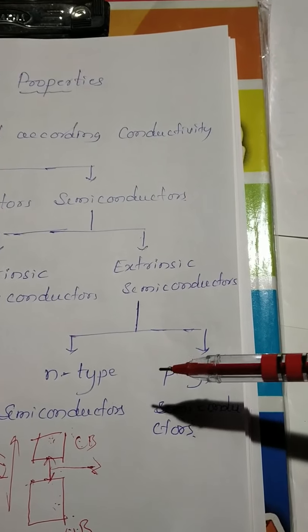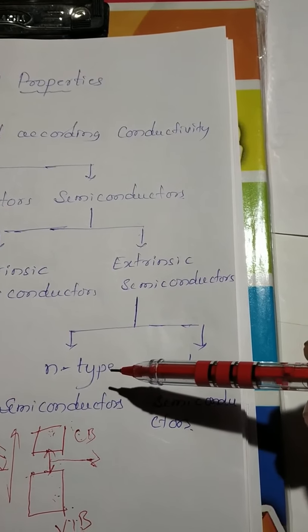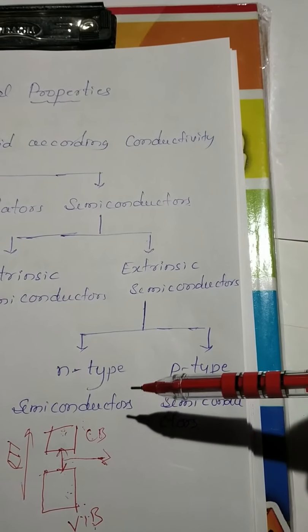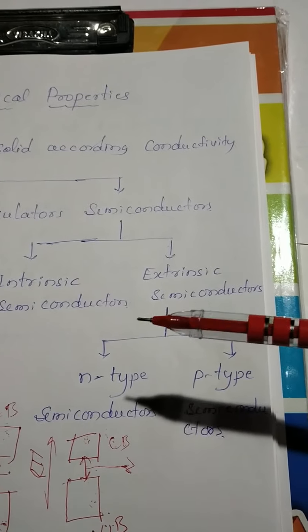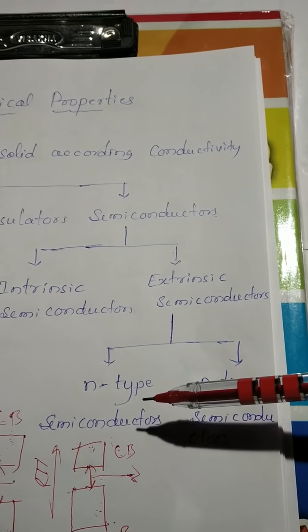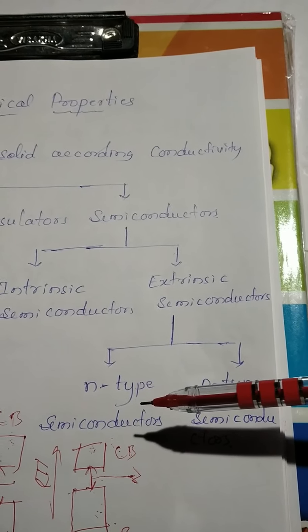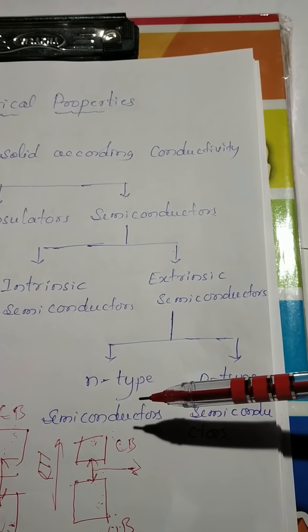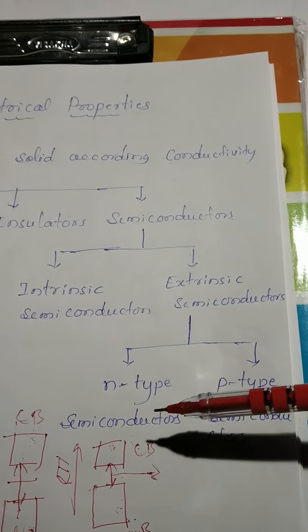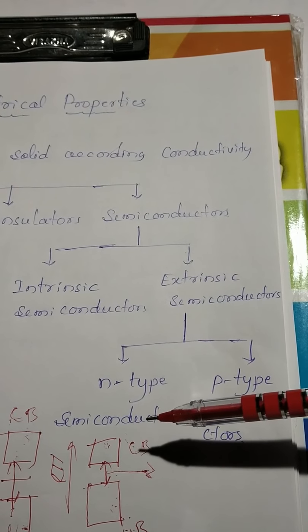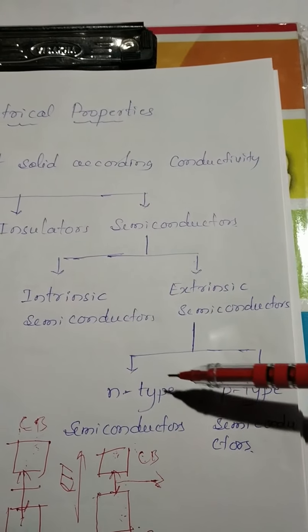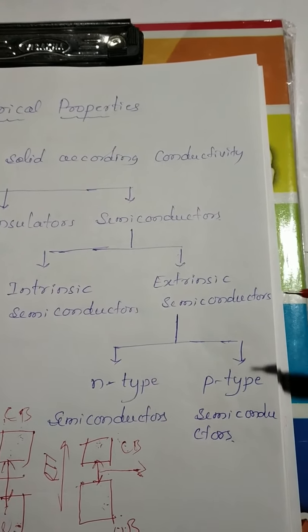N-type semiconductor means these are the semiconductors with electron-rich impurities such as nitrogen, phosphorus, arsenic, antimony, bismuth. So these types of impurities are added to intrinsic semiconductors. Then we get N-type semiconductor.